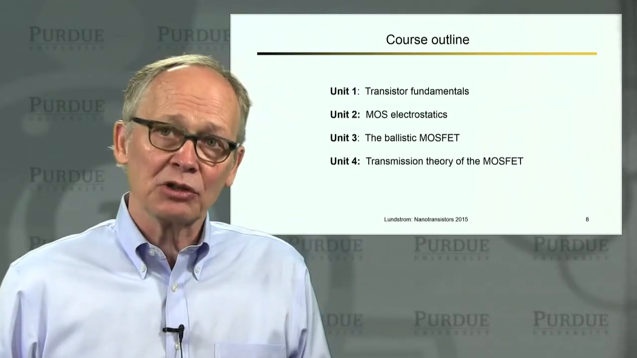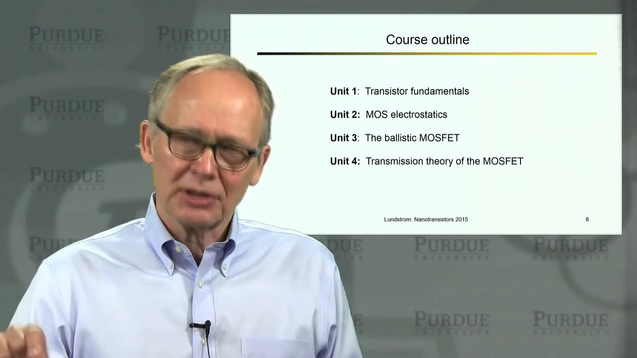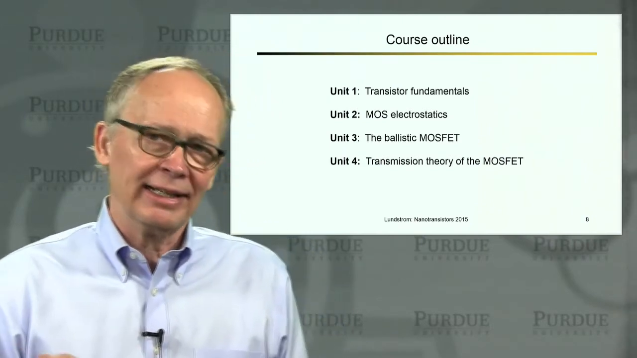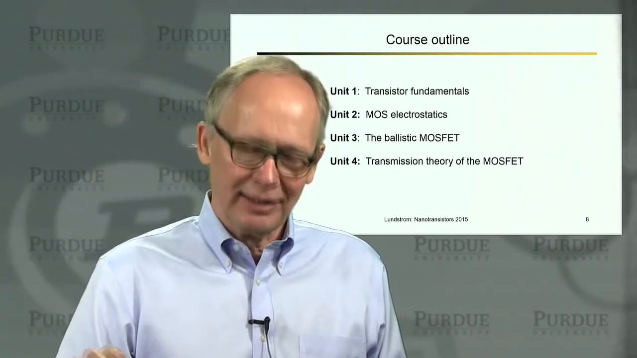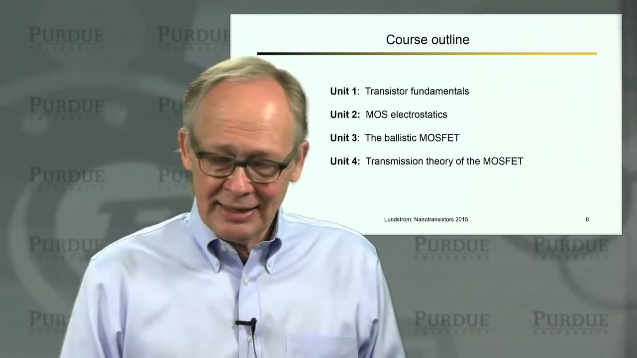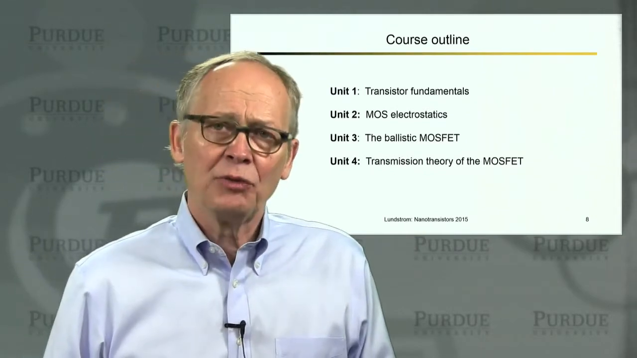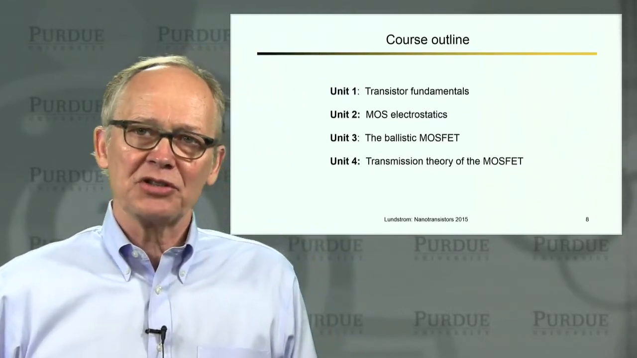In Unit 3, we'll talk about the ballistic MOSFET. In the ballistic MOSFET, electrons go from the source to the drain without encountering any obstacles. They don't scatter off of anything. It's just like they were being shot out of a cannon and going through a vacuum, and they go very quickly across the channel. In Unit 4, we introduce what we call the transmission theory.